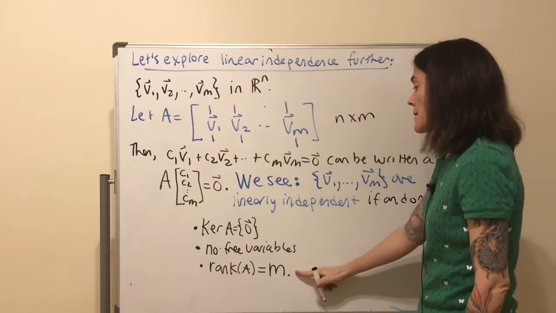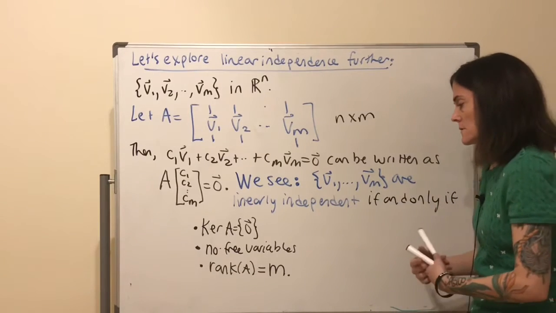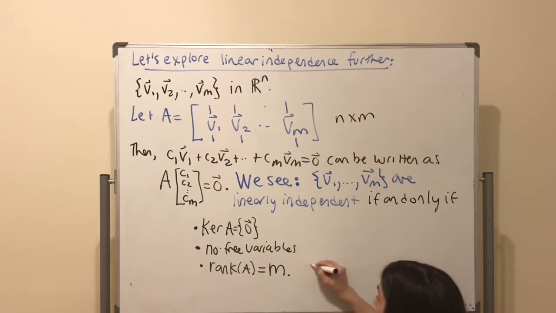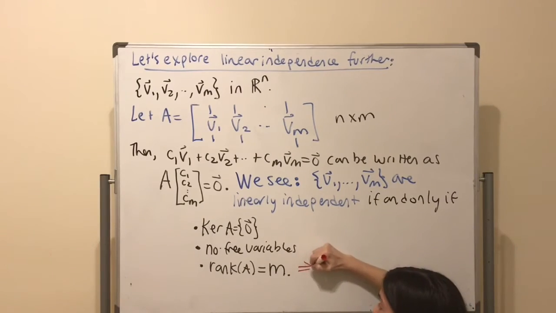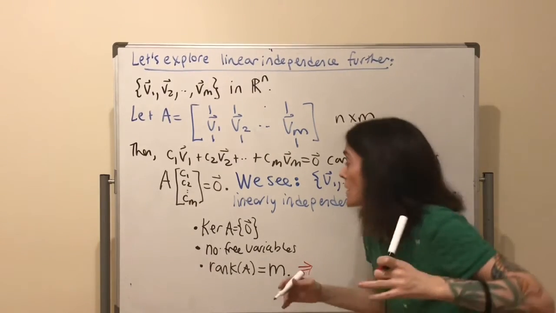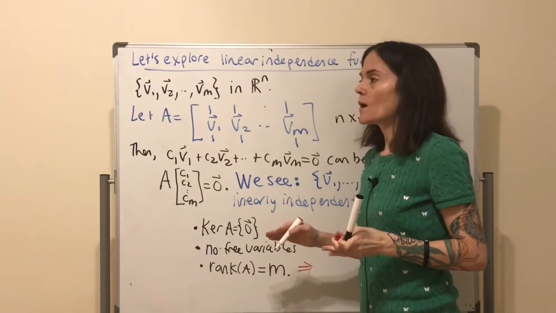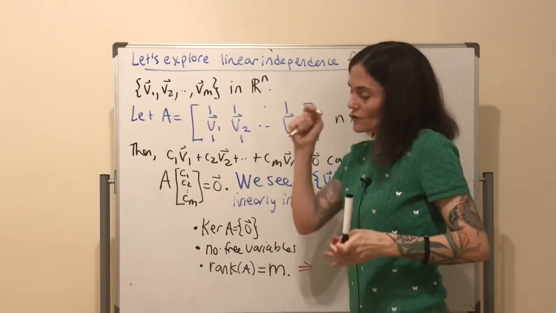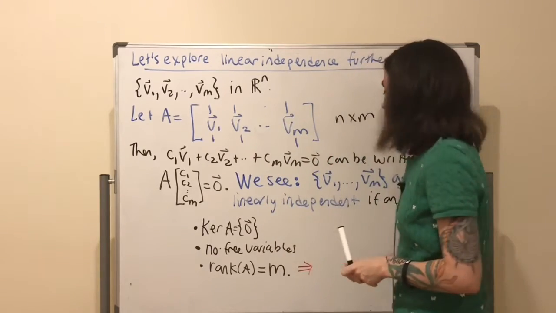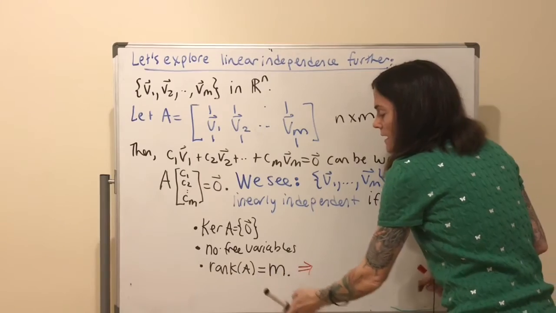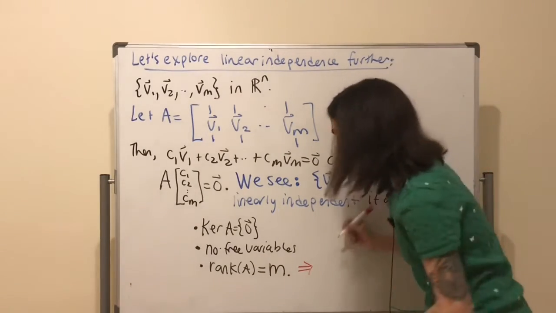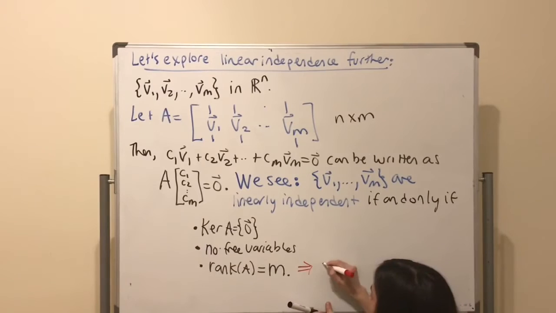If it's rank m, this means we must have at least that many rows, because we know this is the number of leading ones, and you can only have one per row, and at most one per column. So if this is the number of leading ones, you have to have at least that many rows. So we must have n bigger than or equal to m.